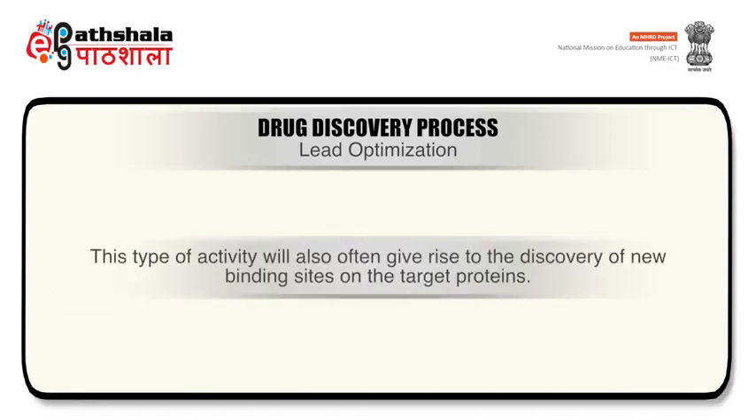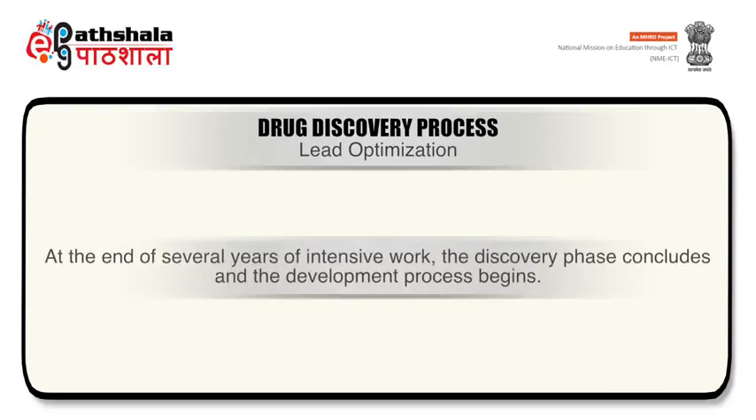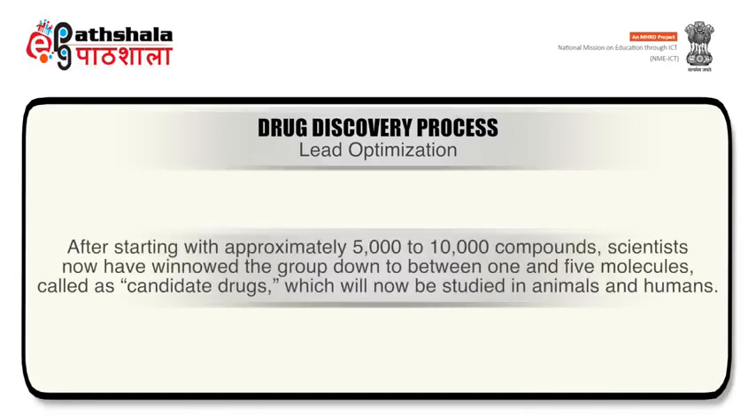This type of activity will also often give rise to the discovery of new binding sites on the target proteins. At the end of several years of intensive work, the discovery phase concludes and the development process begins. After starting with approximately 5,000 to 10,000 compounds, scientists now have winnowed the group down to between 1 and 5 molecules called candidate drugs, which will now be studied in animals and humans.